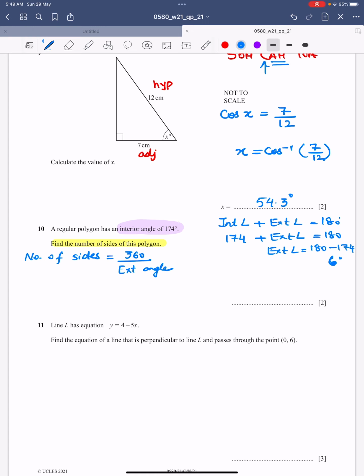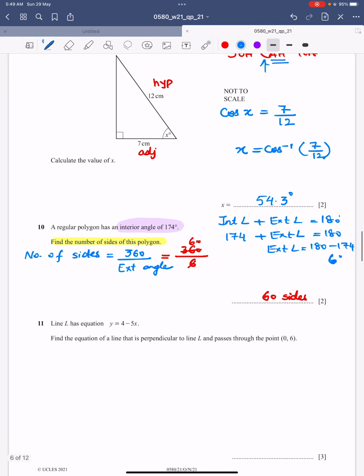Now we have the measure of the exterior angle. We will plug it into the formula to find the number of sides. So number of sides is equal to 360 divided by the exterior angle. 6 ones are 6, 6 6s are 36. So you have 60 sides. Next question, question number 11.